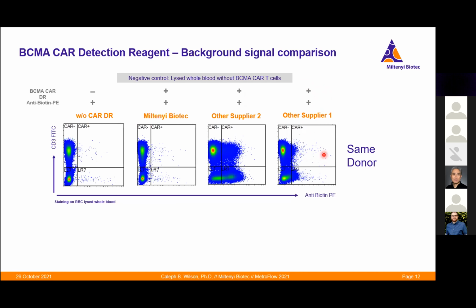Now, the danger in this is that when you're doing profiling, you're trying to understand what's going on with your particular product or what's going on in the patient, false positives can lead you to believe that it's there. So there's a lot of things to consider when you're determining which CAR detection reagents to use, and background is a major function of that. So the Miltenyi products give you a lower background, nice clean plots. And if you actually have a CAR positive sample in here, you will see a nice separation and shift above background and can trust that data.